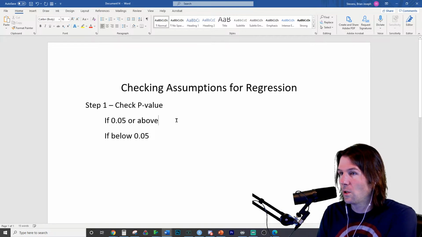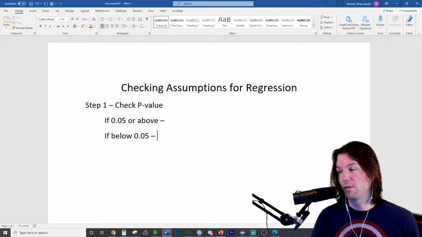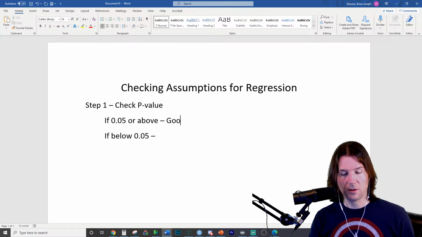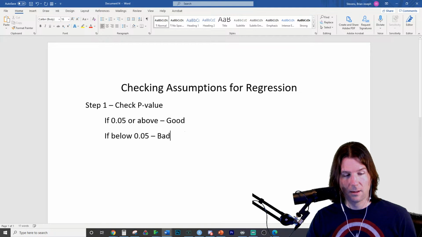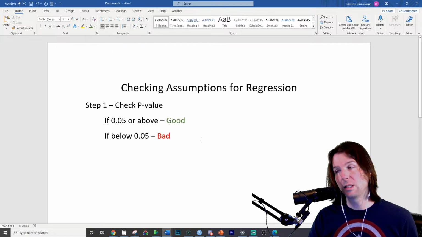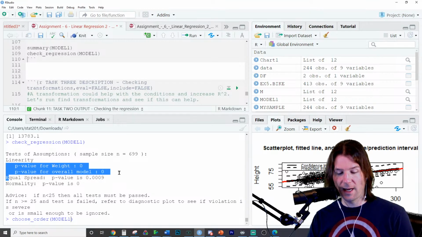So is this good or bad? What will we do right here? So we're going to check the p-value. And if it's above, exactly, so this will be good. So this is good, and this is going to be bad. I'll do some color right here. So if it's below 0.05, we actually fail and we have evidence of an issue. So the good is when it's 0.05 or above. That's why when I looked at this, I said, oof, that's bad, that's bad.